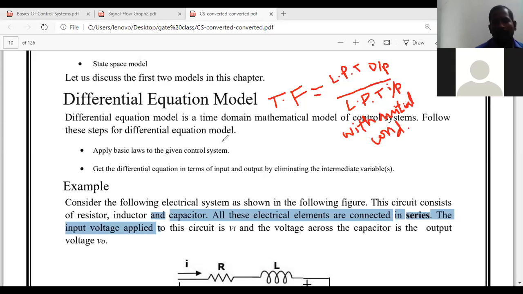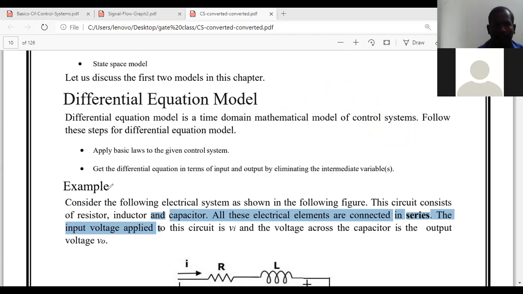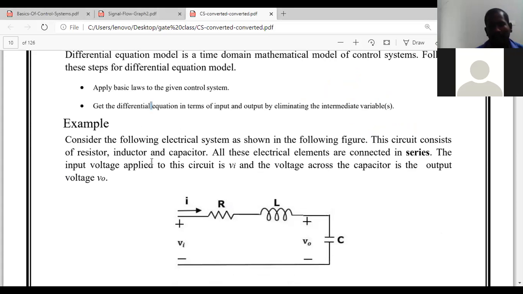First, you can classify the control system as electrical control system and mechanical control system. First we will see the electrical control system. What are the basic elements of an electrical control system? Resistor, capacitor, inductor, right? So the basics of an electrical control system are resistor, capacitor, and inductor.